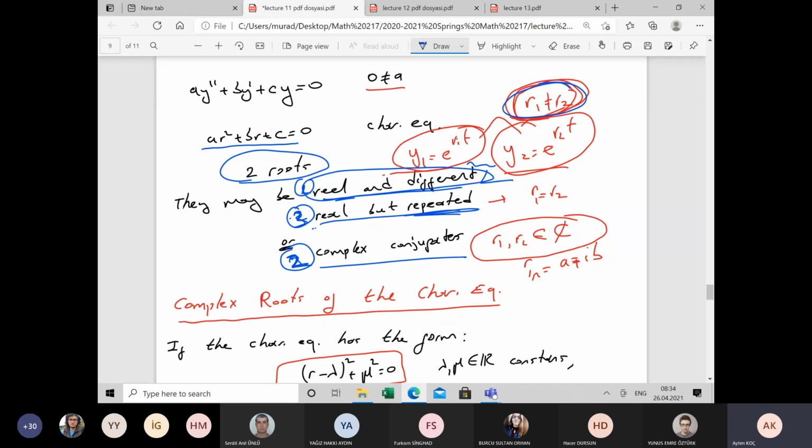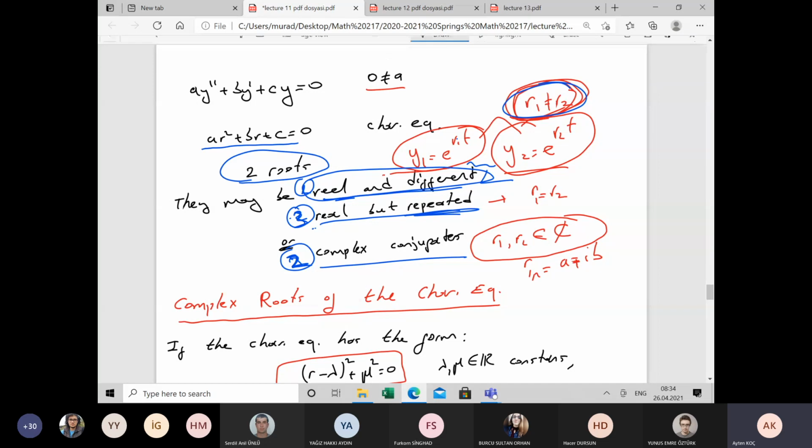Our given equation is in this form: a constant coefficient second order homogeneous differential equation. Write the corresponding characteristic equation. This equation is second degree in r squared, so the characteristic equation has two roots. We have three cases. First case: the roots are real and different.